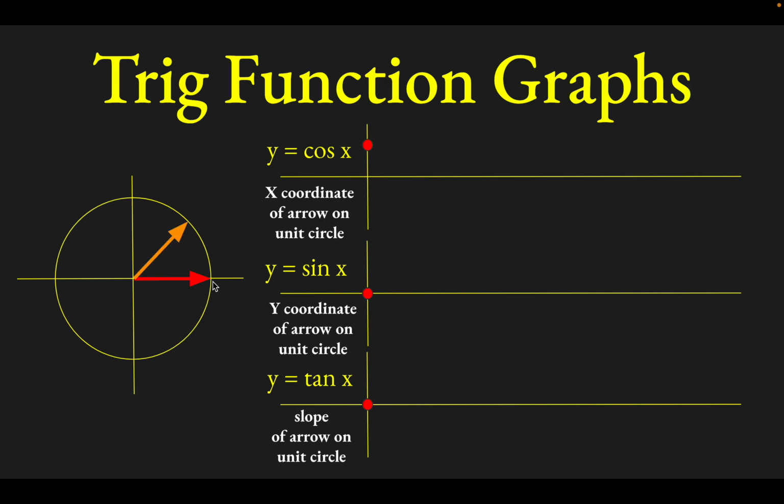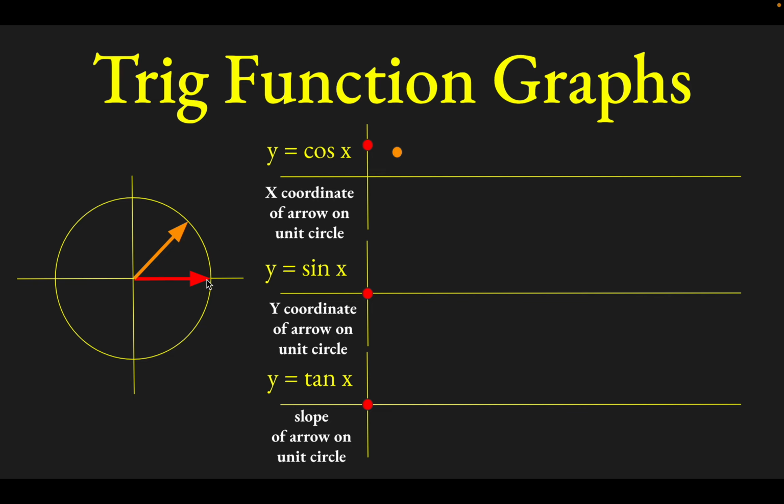If we crank up a little bit to 45 degrees or pi over 4 radians, the x-coordinate would have shifted from being 1 to, well, it's not as far over. The x-coordinate's not as far over. So the cosine is going to come down a little bit. It's not quite as high as this red point.